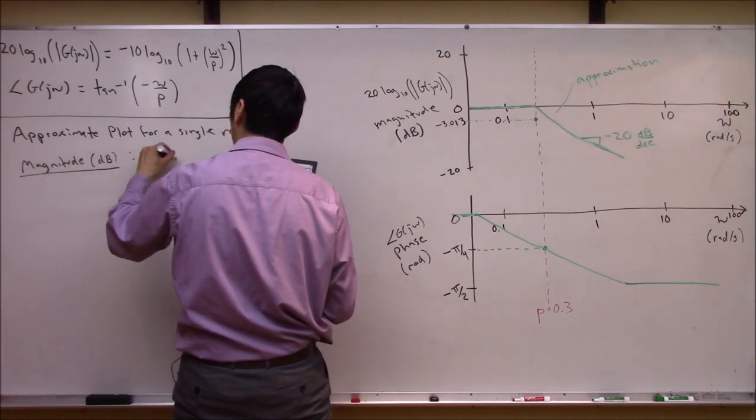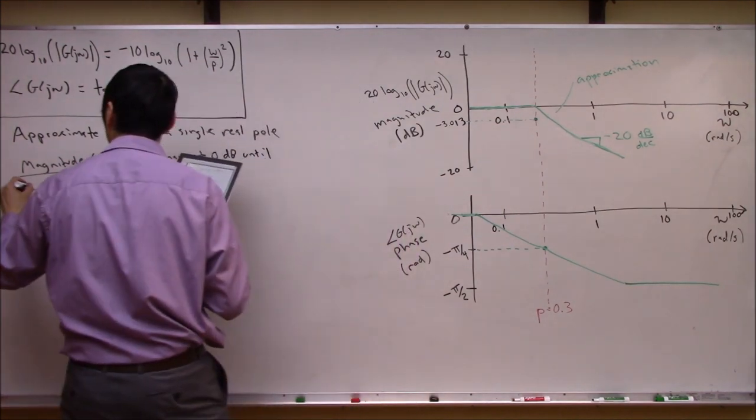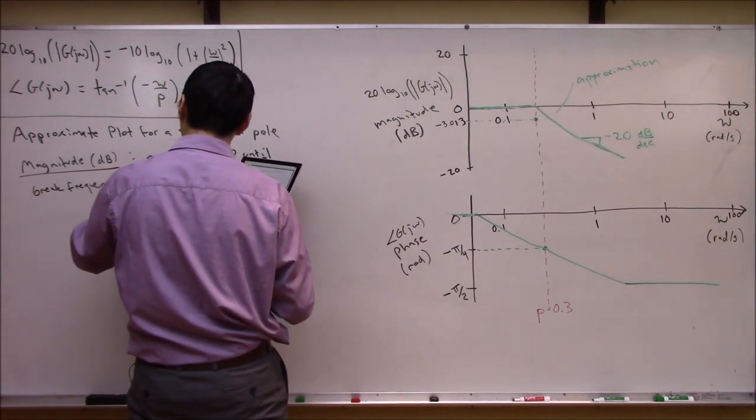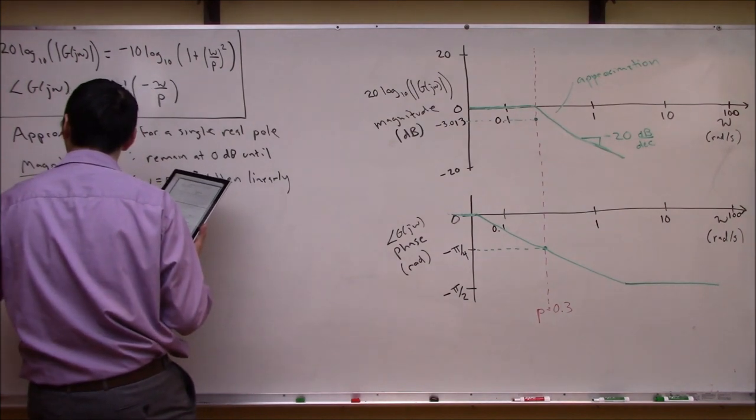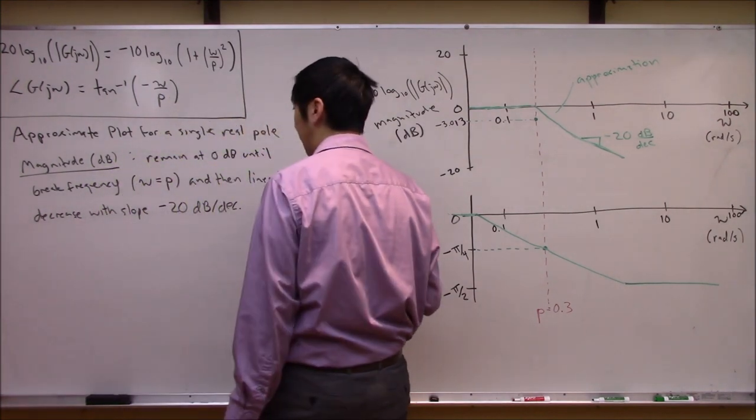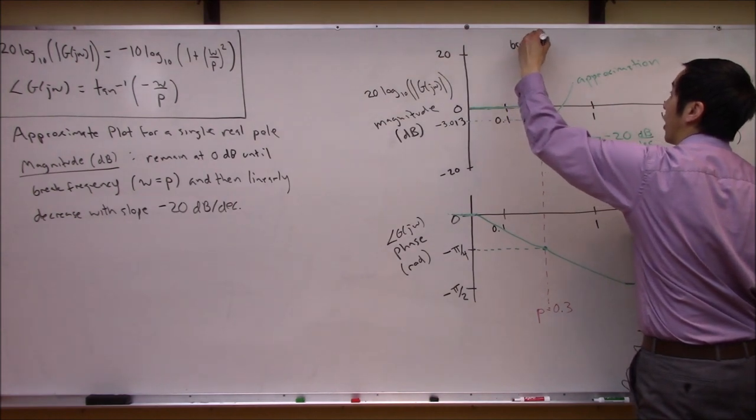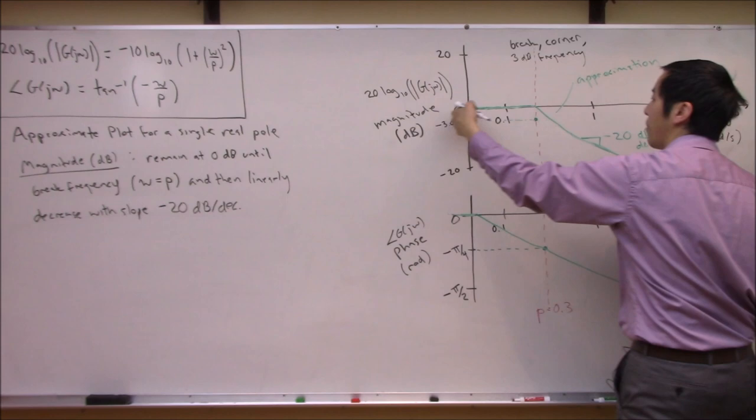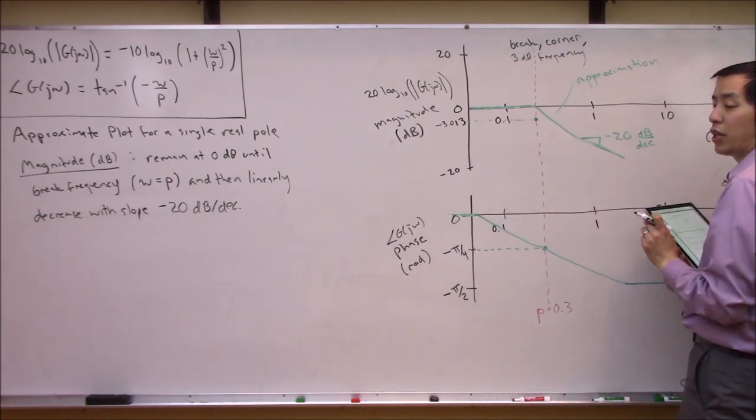What you're going to do is remain at 0 dB until the break frequency, which was, again, omega is equal to P, and then linearly decrease with a slope of minus 20 decibels per decade. So now you can see why this frequency omega P gets the term break/corner/3 dB frequency, because this is where the magnitude plot starts breaking down or takes a corner turn and starts dropping. So you start getting attenuation at frequencies above the 3 dB frequency or the corner frequency.